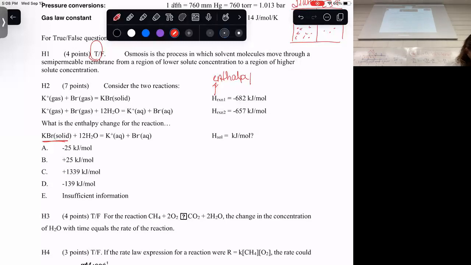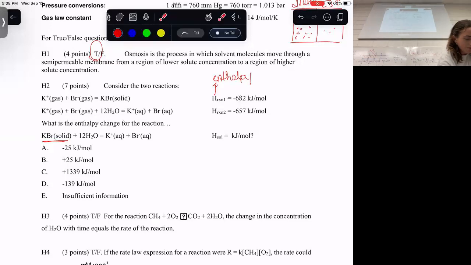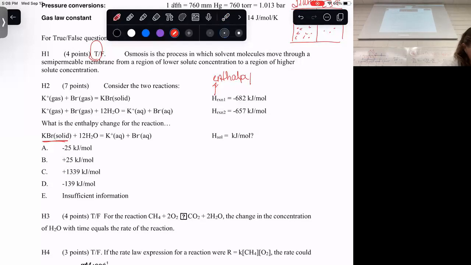So what are we going to do to make this product a reactant? What do we have to do to this? We have to flip it, right? We have to flip this reaction. So that makes this now KBr solid equaling K plus gas plus Br minus gas.